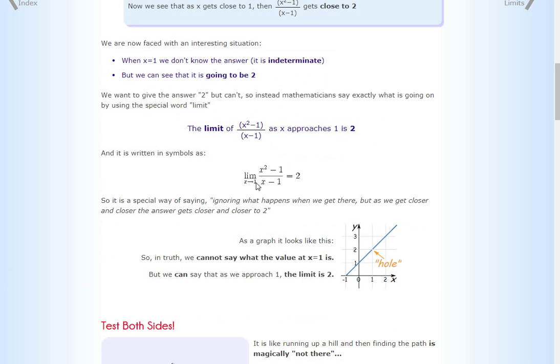So on your sheet, it says a limit is written in symbols as, and then for that, I want you to write the limit. This is x goes to 1. It's a little arrow there. X goes to 1 of your function, which is x squared minus 1 over x minus 1, and that's going to equal 2.